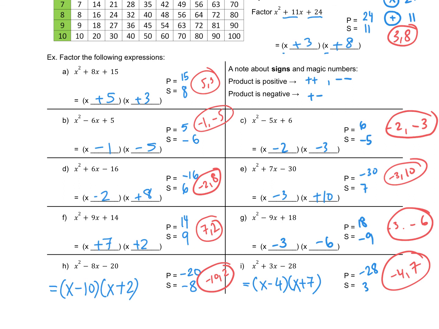And that's it for the simple trinomial. So you're going to have 3 terms, an x squared, an x, and a constant. You're always going to multiply to the number at the end, which is the constant, and add up to the middle. Be careful with your signs, and make sure your magic numbers do fulfill both the multiplication and the addition. And that's it.